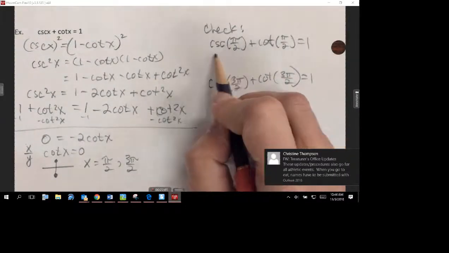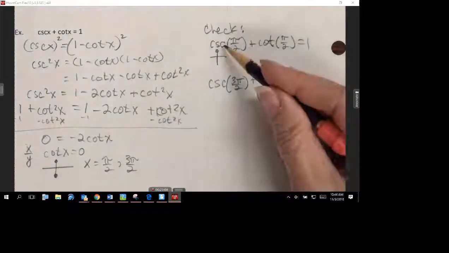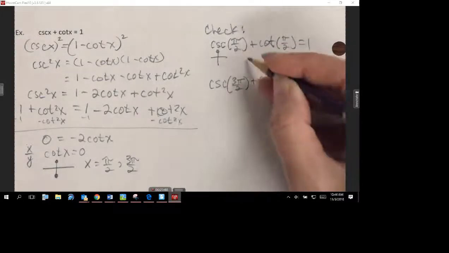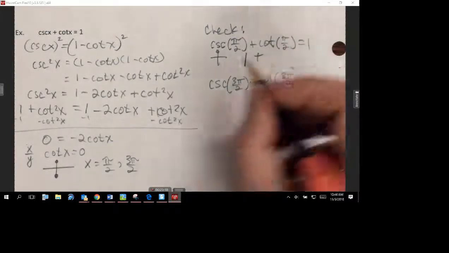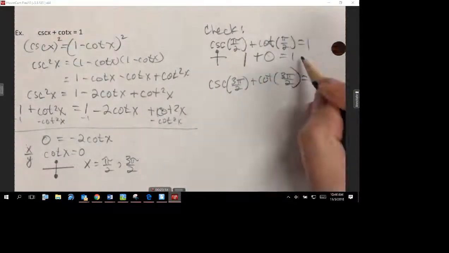Cosecant of pi over 2, that is here. What's the answer? Cosecant is the same thing as y. What's y? 1. Okay, and then cotangent is x over y. What's x over y here? Does that work? Yes. Okay.